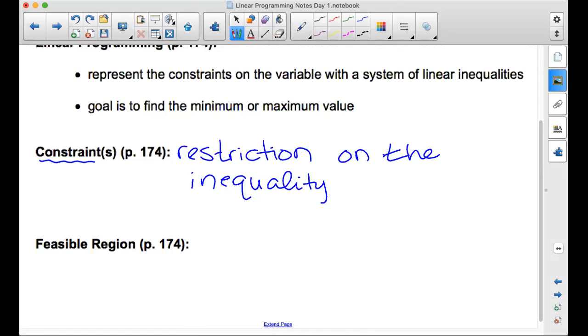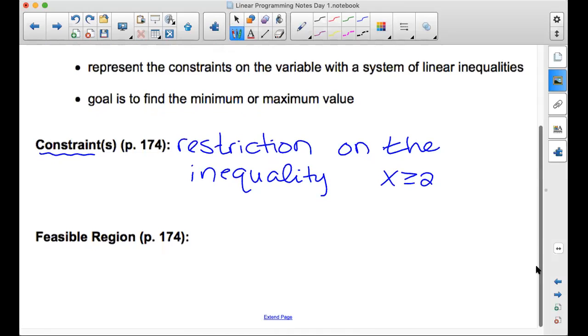It could be as simple as saying x has to be greater than or equal to 2. That's a restriction or a constraint. You're saying x must be bigger than this number. It's no longer allowed to be less than 2. So you're restricting the value for all of your x's. So it really is a restriction, but thinking of it as an inequality.